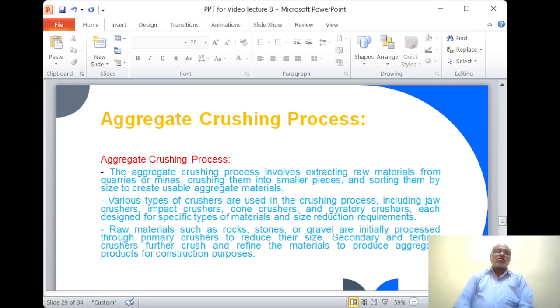By following these steps in the production process, you can efficiently produce fine aggregate from beach and riverbed sources for various construction applications. This is all for today.